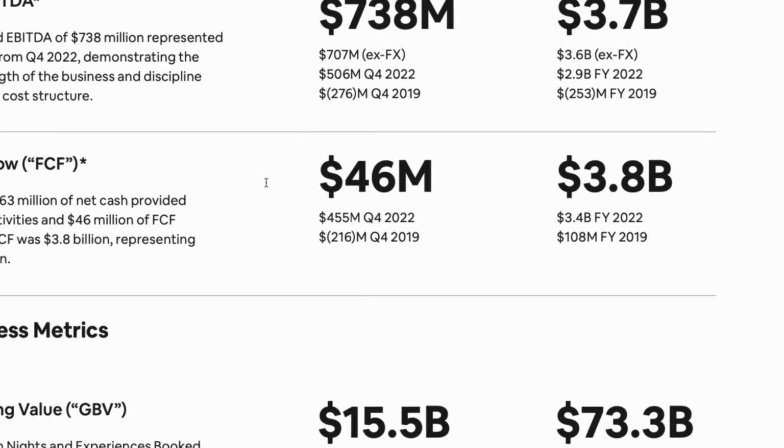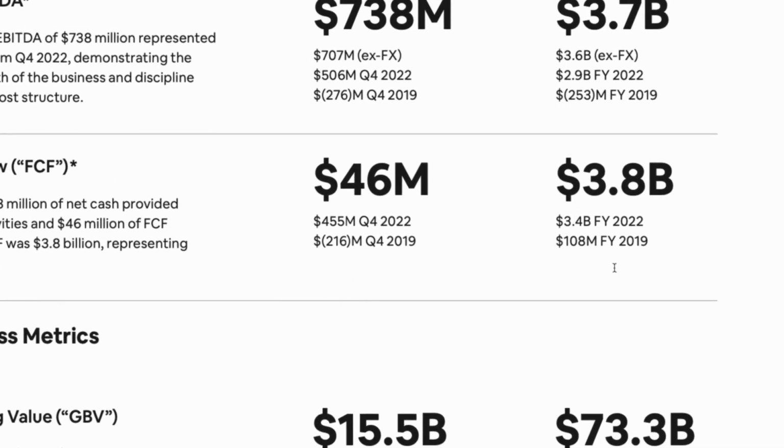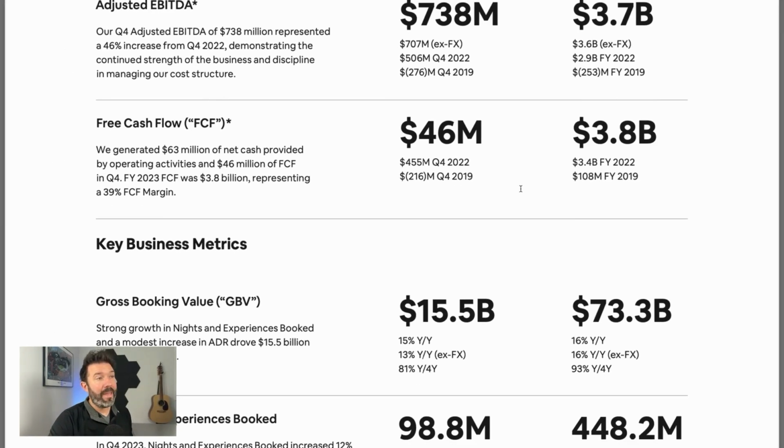Free cash flow, $46 million, but $3.8 billion for the full year. Now, again, this is going to include cash that's coming in that has not been spent on future bookings. So the money that's held on behalf of hosts. So this is what's called a negative cash conversion cycle. You're collecting cash before you actually owe it to the party that is providing a service or a good for you. So grocery stores do this, where you pay for your groceries, they get paid immediately, but they don't owe their vendors for 30, 60, 90 days. Similar trend is happening here with Airbnb.